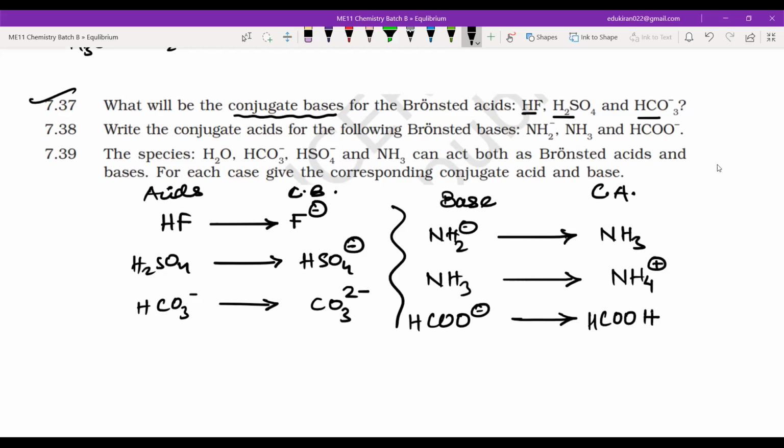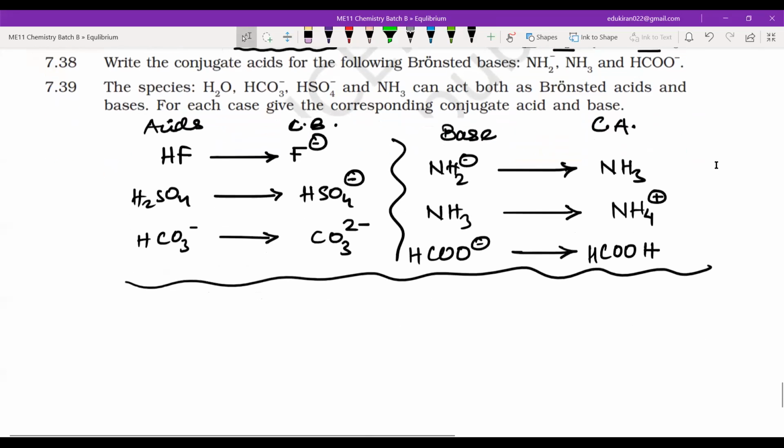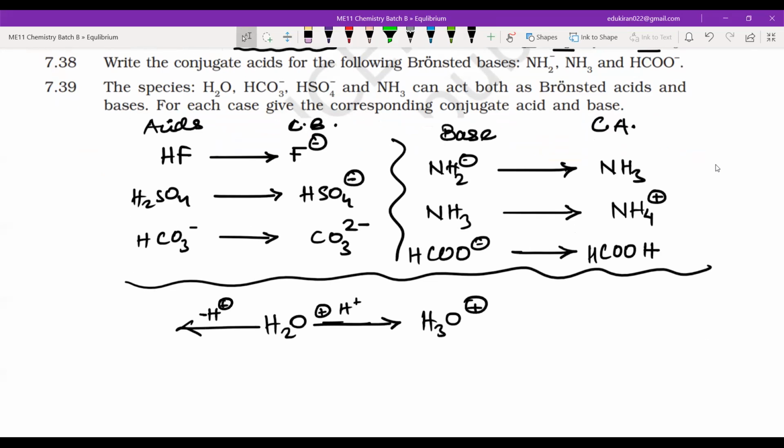Now you have these species that can act both as Bronsted acid and base. For each case, give the corresponding conjugate acid and base. You have H2O. If I add H plus, it gets converted to H3O positive. But if I am removing H plus, then it will become OH negative.